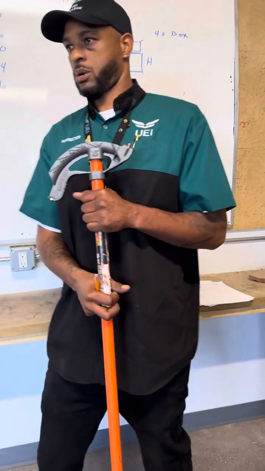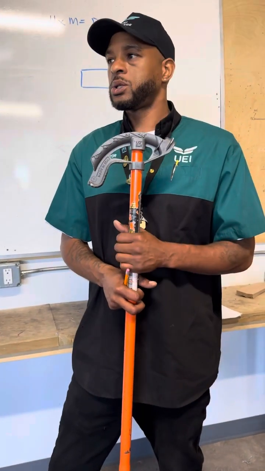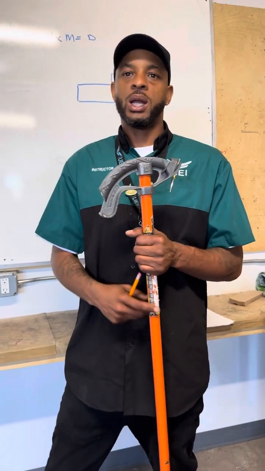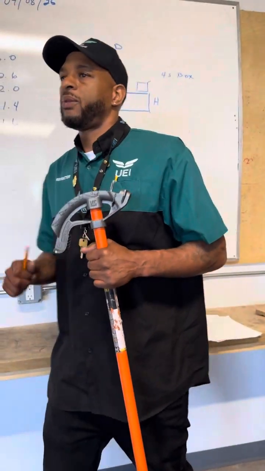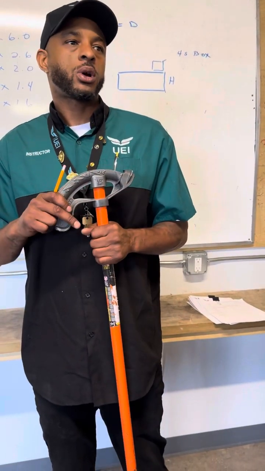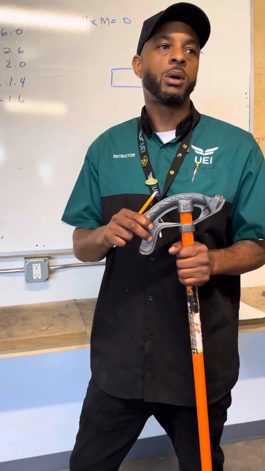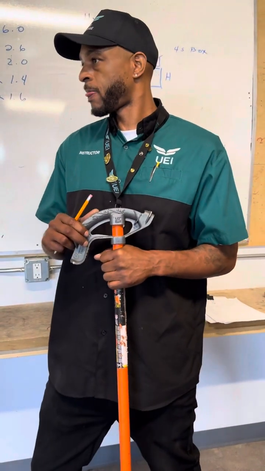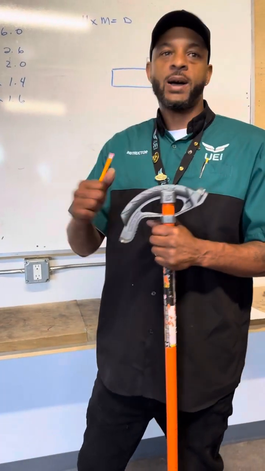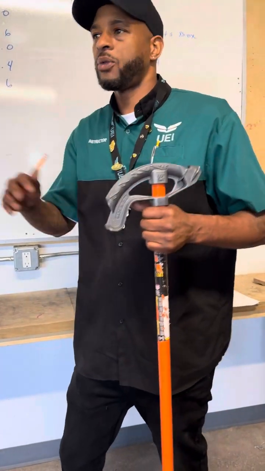3/4 inch, your take-up will be 6. 1 inch, your take-up will be 8. And 1 1/4 inch, your take-up will be 11. The reason I did not go higher than 1 1/4 inch is because that's the biggest pipe that you can bend with a hand bender. Anything above 1 1/4 inch has to be bent on a hydraulic bender, okay? So now that I identified the parts of the pipe bender, I'll give you a demonstration on how they're used.